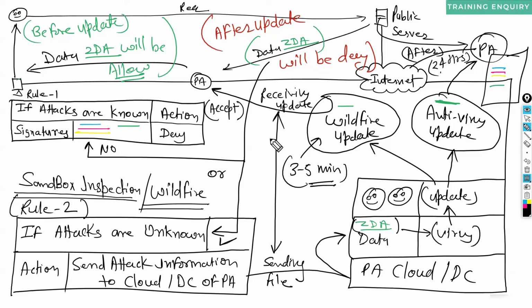Clear? Okay. Nandip, I have a doubt here. Please. If I'm having the WildFire subscription, and as you said, how am I going to be the victim, because anyway we are not going to accept the signatures which are unknown, right? Once we get any kind of unknown signature, it will be redirected to the sandbox, and then the sandbox will send that unknown information to the cloud, right?